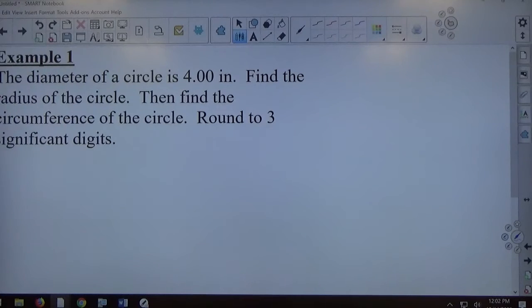So, chapter 8.4, first example: the diameter of a circle is 4 inches, 4.00 inches. Find the radius of the circle, then find the circumference of the circle, rounding to 3 significant digits.